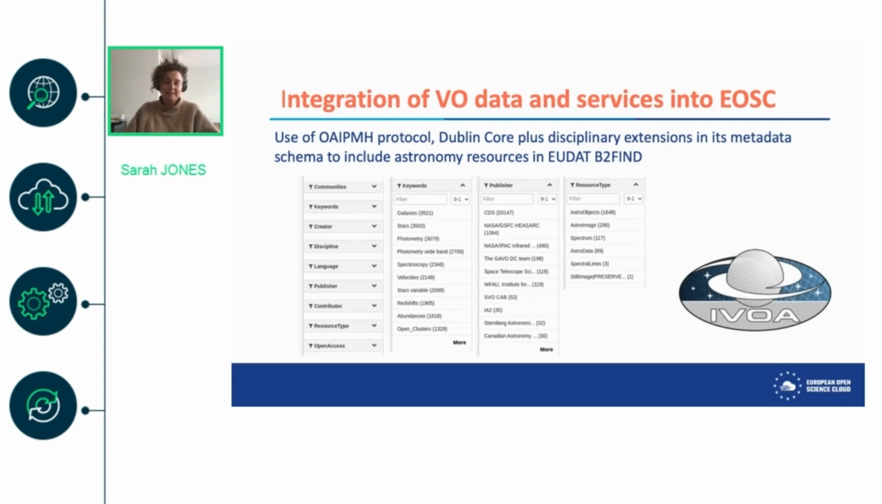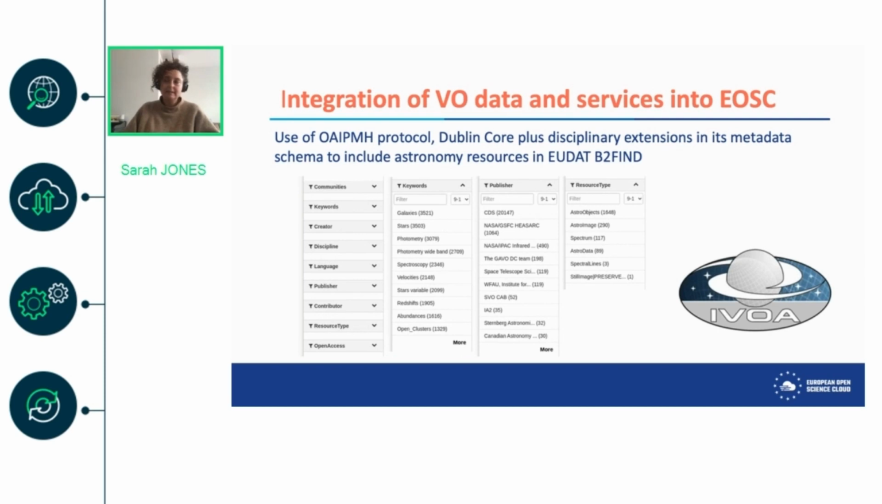I did want to show one example of how this has already been done, though, on previous projects. The IVOA, the International Virtual Observatory Alliance in astronomy, has been integrated into the EUDAT B2FIND service. So what they've done is they've exposed their VO data using OAI-PMH as a protocol to pull that out, and the Dublin Core standard, so that they were able to be integrated into this common search in B2FIND, which is a kind of repository and discovery layer that EUDAT offers.